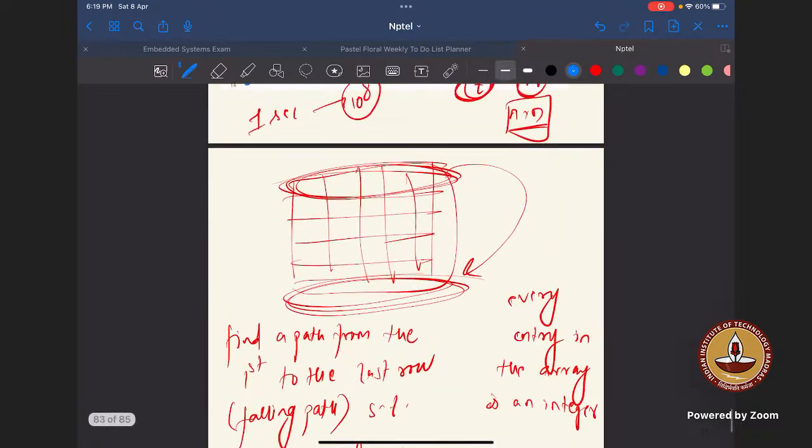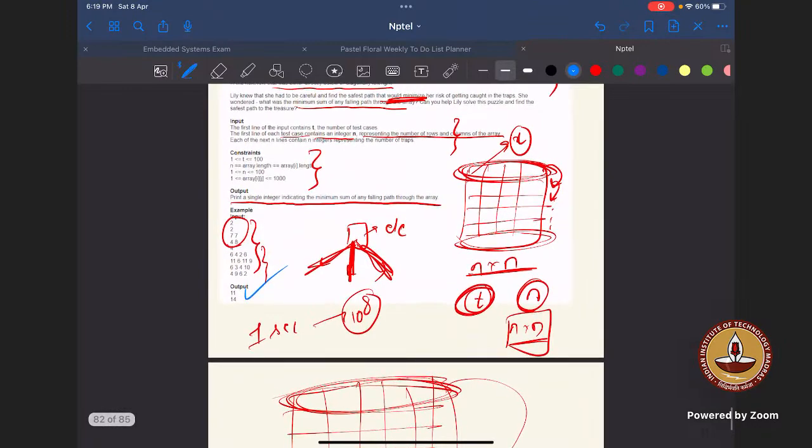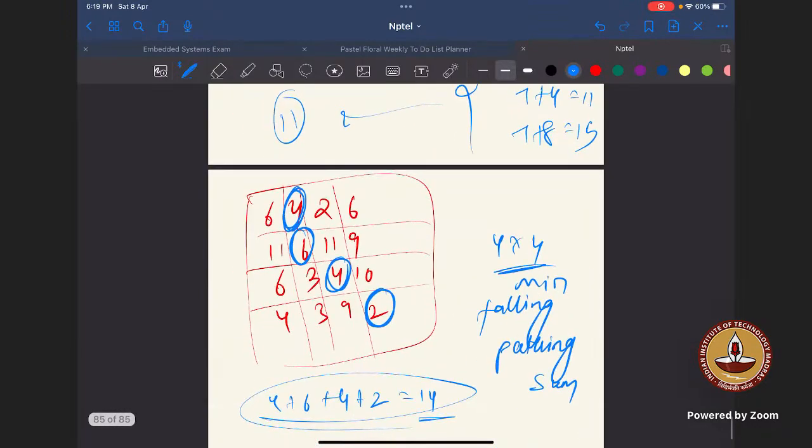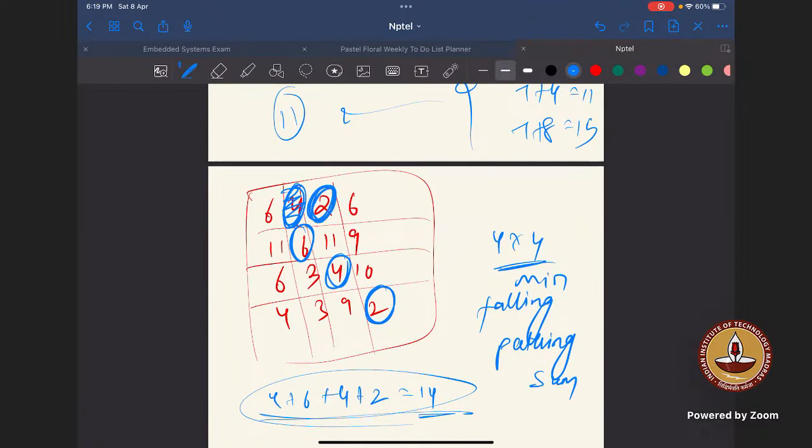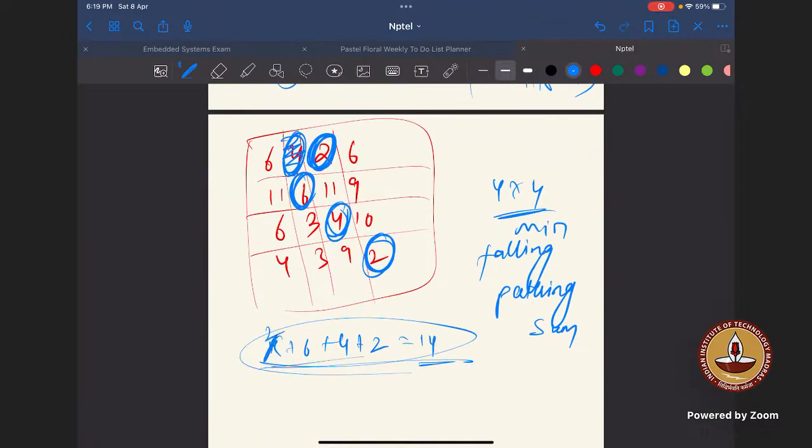14, or what is the answer? 14. Okay, so this is 16. Okay, so forget about this 4. I picked this 2. So from this 2, go to 6, go to 4, go to 2. So this will become 2 plus 6 plus 4 plus 2, which is 14. So out of all the paths, 14 is the minimum answer. You can try exploring all the possible cases.